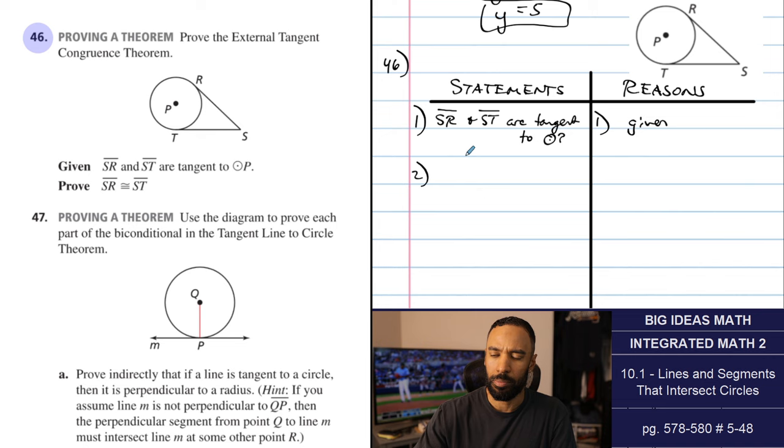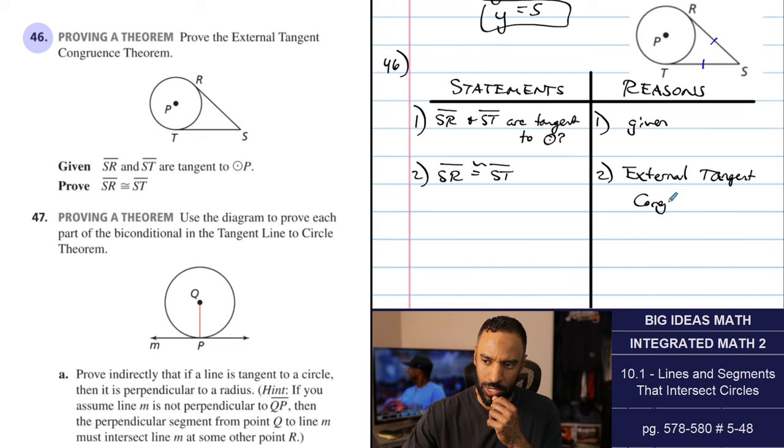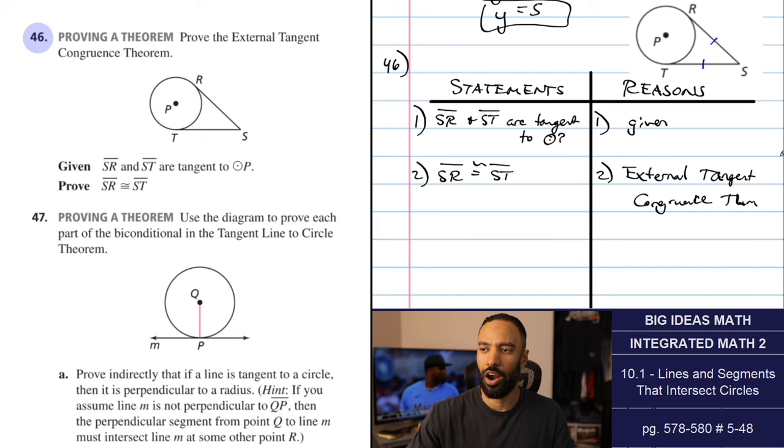So statement 2. If they're tangent, it's a common endpoint here. I forget the name of the thing, but basically these two things are congruent to each other, right? That's segment SR is congruent to segment ST. That's the external tangent congruence theorem, I believe it's called. All right, that's one set.